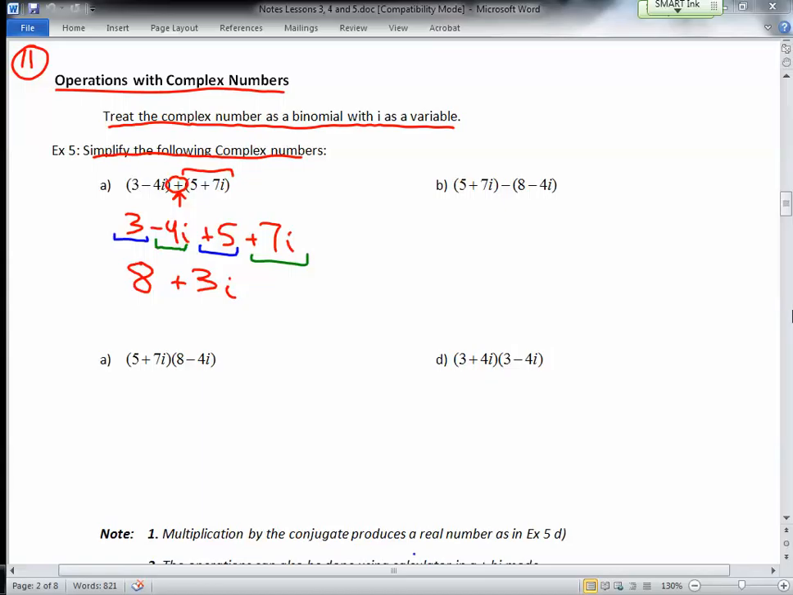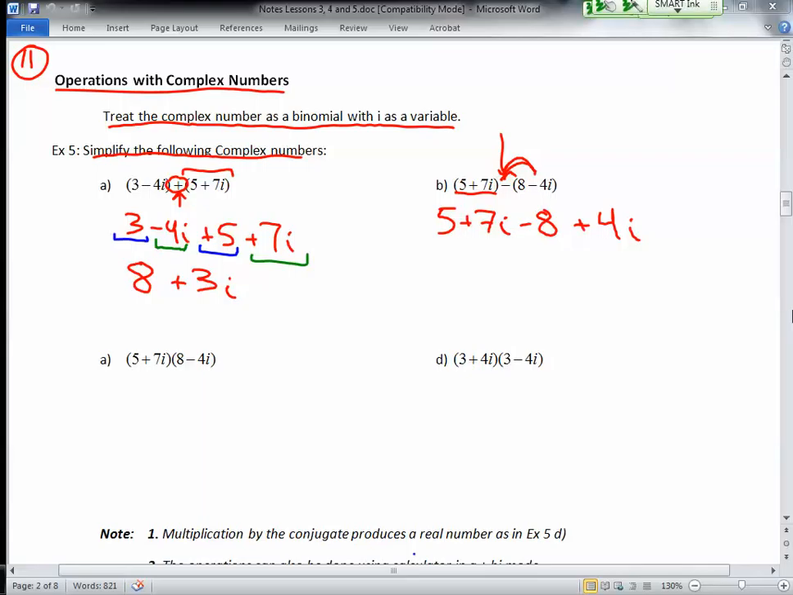Cool. Next one over here is the same thing, except we have a minus sign in here. Now this one I do need to be careful with. That minus, I need to apply it to the 8 and to the negative 4. So first of all, nothing's happening over here to my 5 plus 7i. That's staying the same, so I just write 5 plus 7i. But now I have a minus 8 and a minus a negative 4i gives me a plus 4i. See how I got that? You guys know that by now.